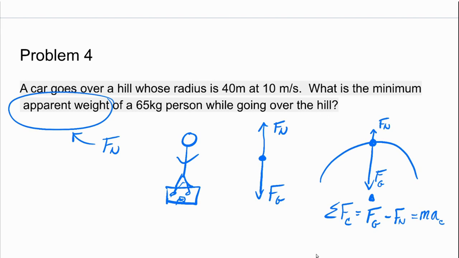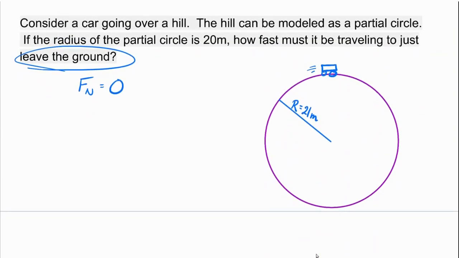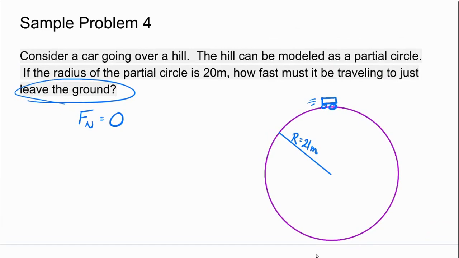All right, so back to our problem up here for sample problem 4. To talk about how fast it must be traveling to leave the ground, we're going to do our net force equation. On this car, the only thing that's acting on it is gravitational force. And there would be a normal force, but because it's accelerating in a circle, the gravitational force needs to be bigger than our normal force. And in this particular problem, we want to not need any normal force.